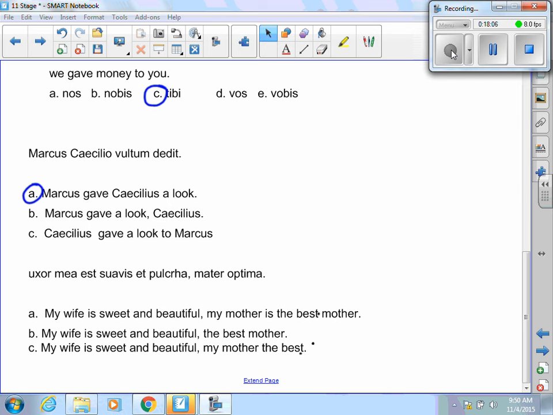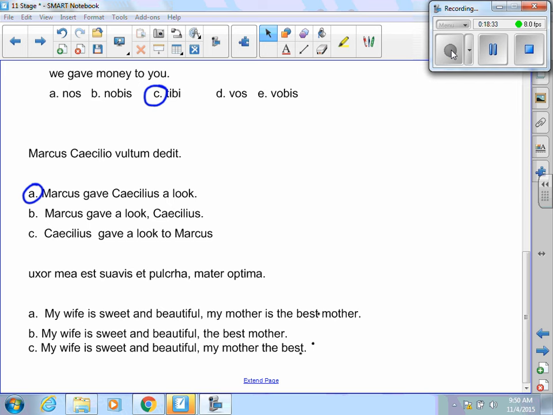Mater optima, so my wife is sweet and beautiful and the best mother, and a good mother. So my wife is sweet and beautiful, my mother is the best mother. That's not going to work, so A is gone. My wife is sweet and beautiful, comma, the best mother. That's the translation. I select B. My wife is sweet and beautiful, my mother the best. Not working out.